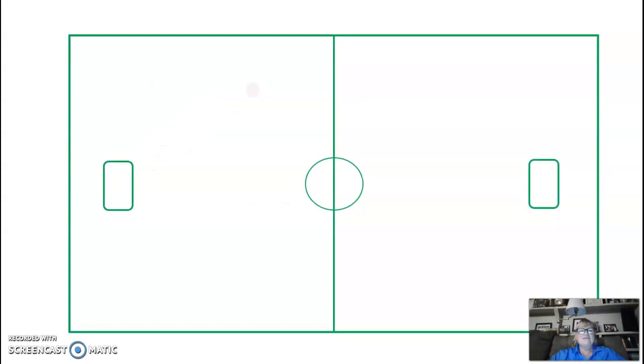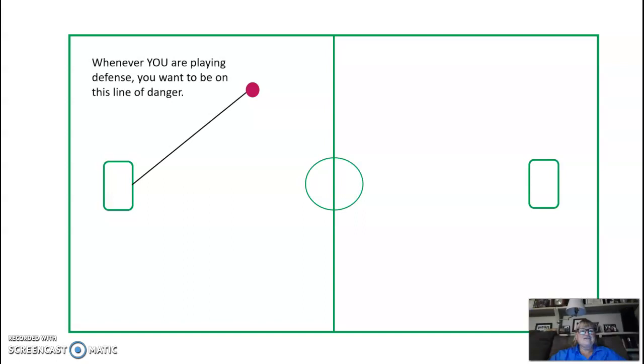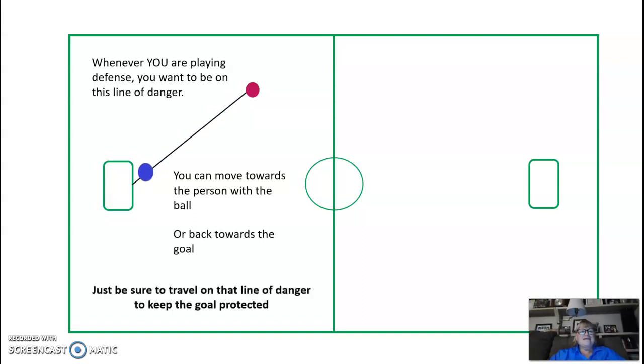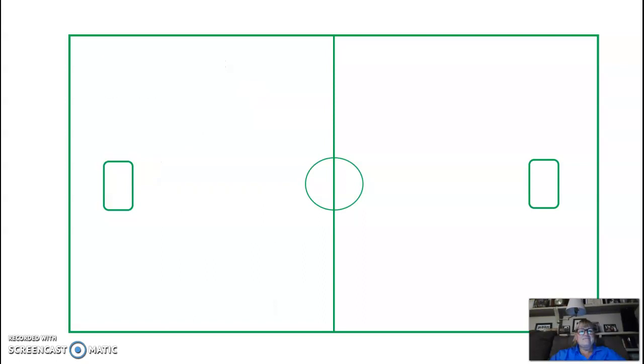All right, so there's our court. There's our opponent. There's the line of danger. When you are playing defense, you want to be on this line of danger. You can move towards the person with the ball, or you can move back towards the goal. But what's important is that you travel on this line so that the goal is always protected.